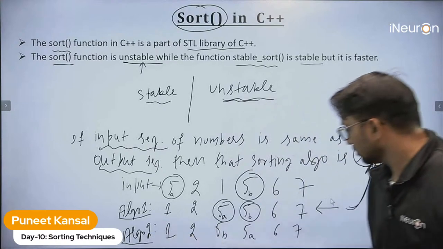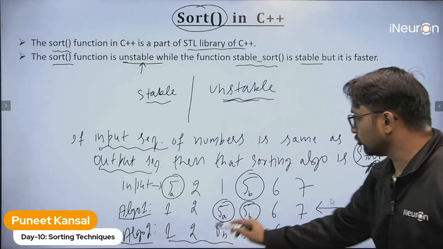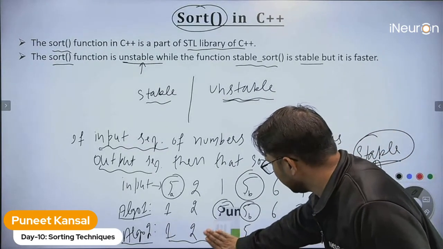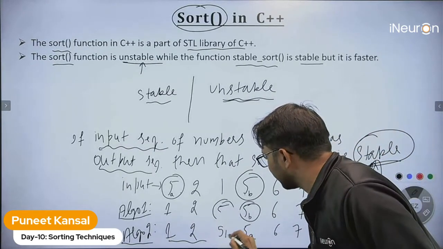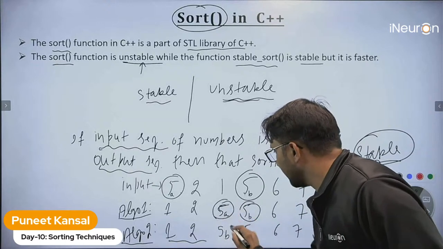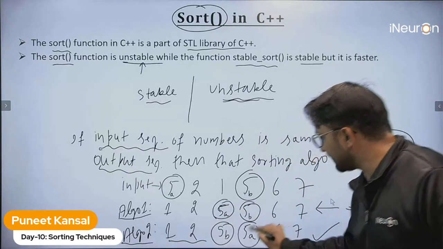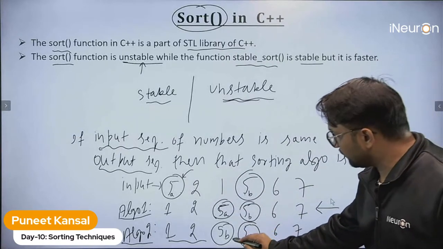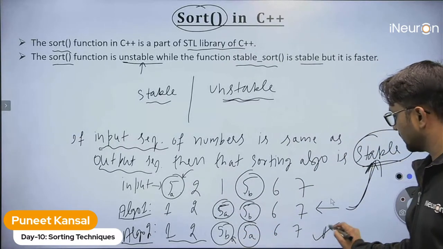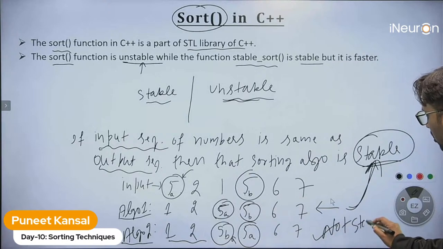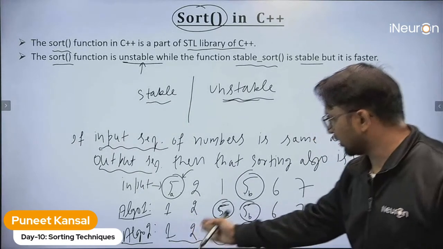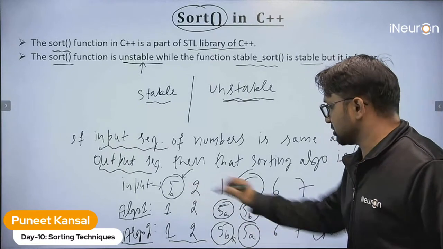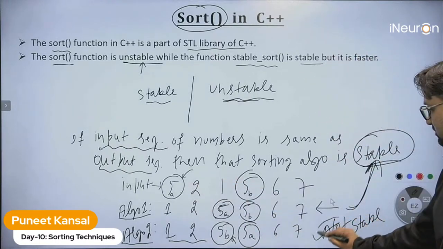But algorithm 2, although this is also sorted, 1, 2, 5, 5, 6, 7, here 5B is coming first, then 5A is coming. But in the input, 5A came first. So this is not stable. Although this is also sorting the numbers 1, 2, 5, 5, 6, 7, the input sequence got changed. Then this is non-stable.